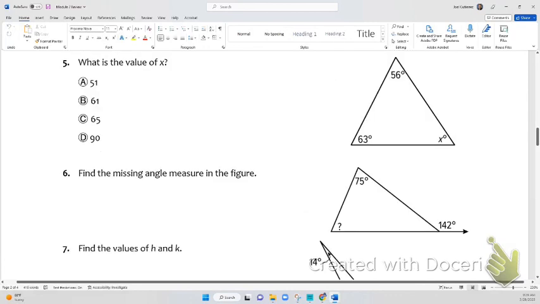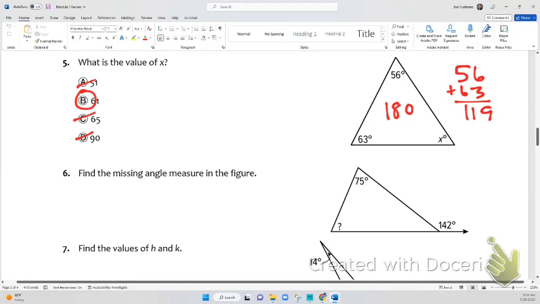For number 5, remember that all interior angles of a triangle add up to 180 degrees. So this whole thing has to be 180 degrees here. Alright, so if we know that a triangle adds up to 180, then all we need to do for question number 5 is add 56 plus 63. This gives us 119. So that means that the value of x has to be 180 take away 119. And in this case, the only answer that could be is going to be B, as in boy. So that's my answer for number 5.